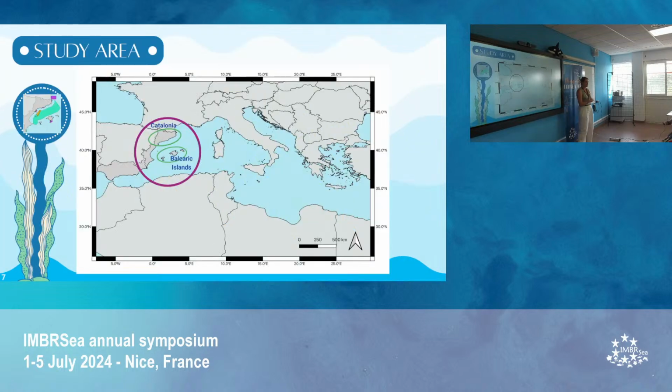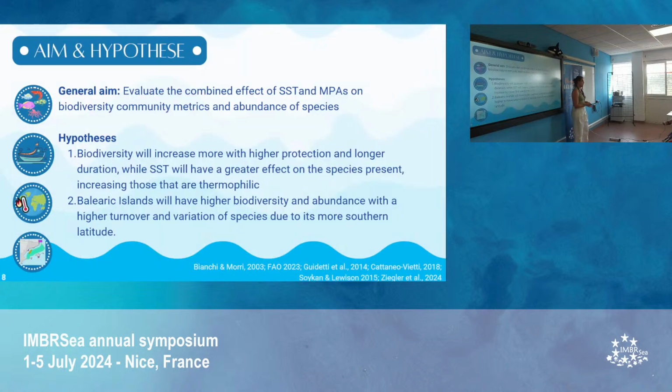So, as mentioned, my study area is the Mediterranean, specifically these two regions in the Spanish Western Mediterranean, Catalonia and the Balearic Islands. My general aim in this thesis is to evaluate the combined effect of sea surface temperature and marine protection and duration on the biodiversity and abundance of species.